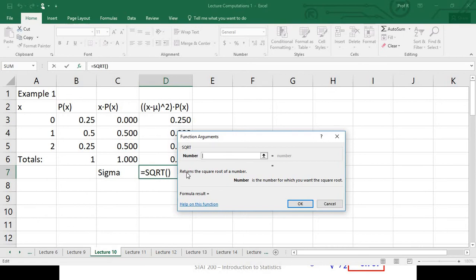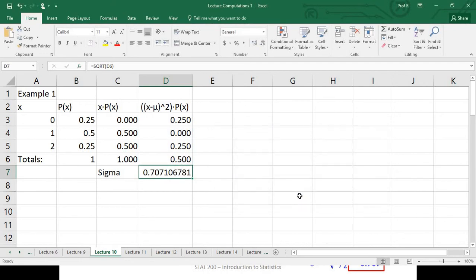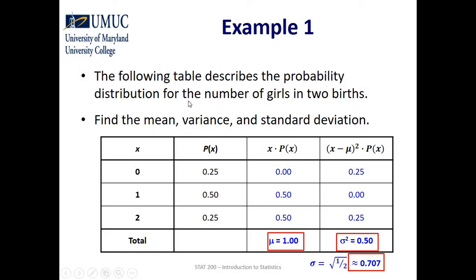So this says, what this function does, it returns the square root of a number. The input is the number for which you want the square root. Okay, so we want the square root of that number right there. We could actually enter a value here, or we could enter a cell reference. So that gives us 0.707. Okay, so there we go. We just filled out this whole table that we did here. So that's our first example.